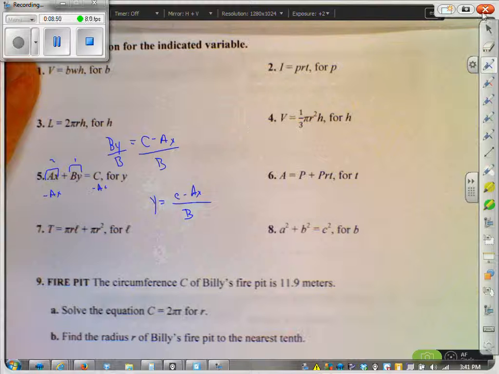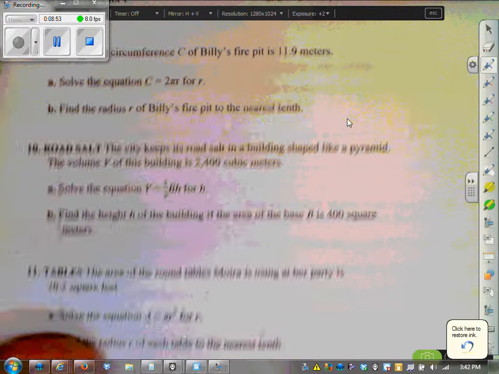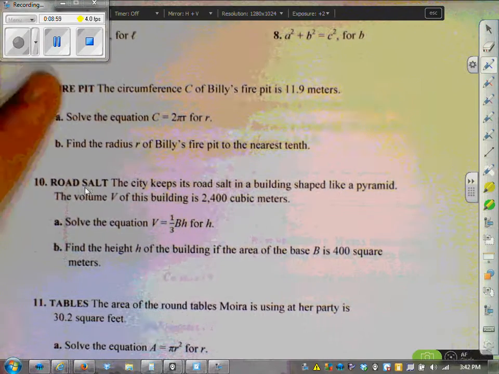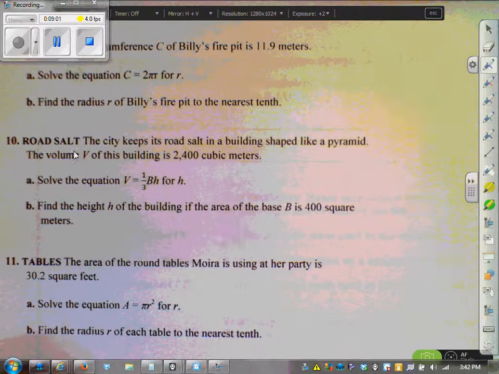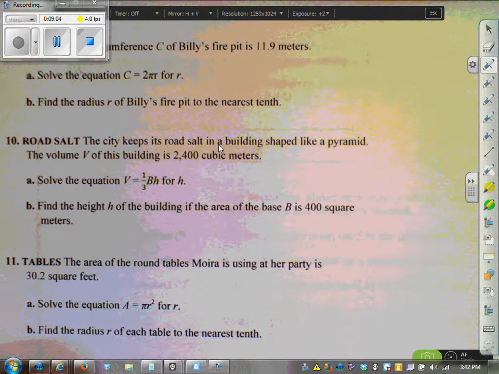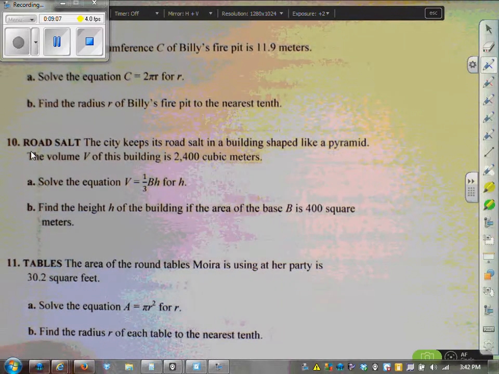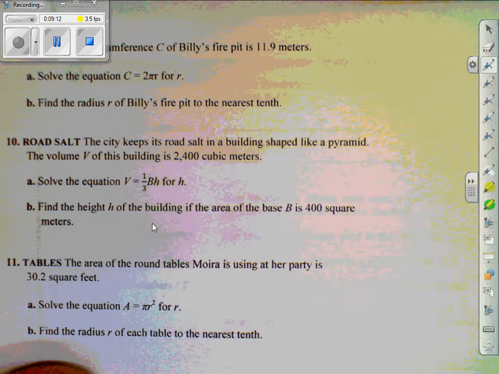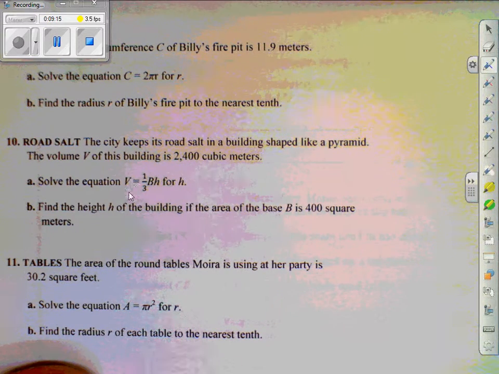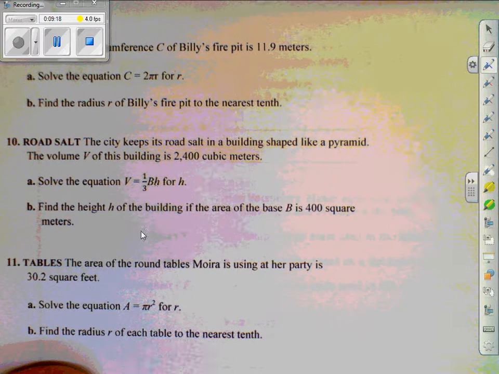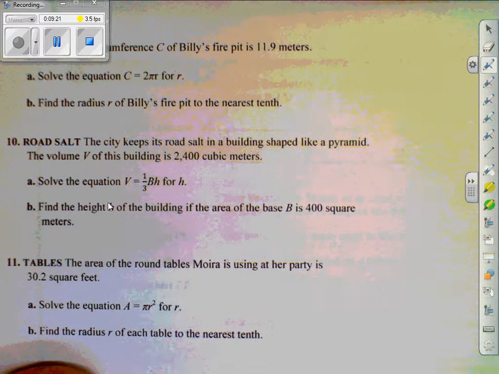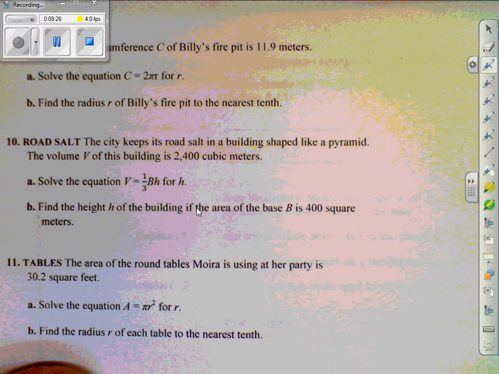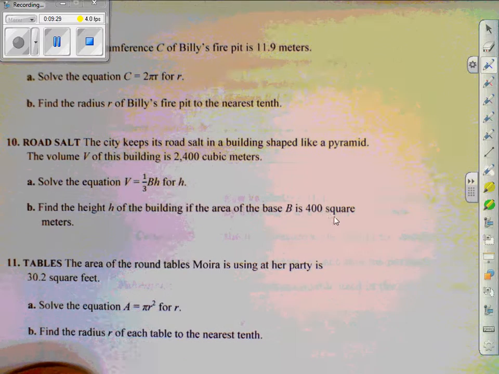Okay? Let's just do one more. We're going to go over this. Let's try this road salt problem here. It says road salt. The city keeps its road salt in a building shaped like a pyramid. The volume V of this building is 2,400 cubic meters. Solve the equation V equals 1/3 area of the base shape times the height for H. Then it says find the height of the building if the area of the base B is 400 square meters.